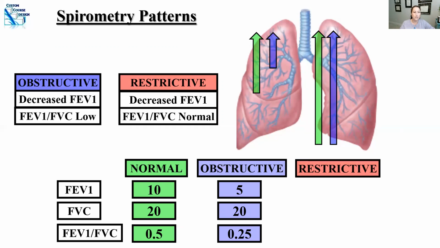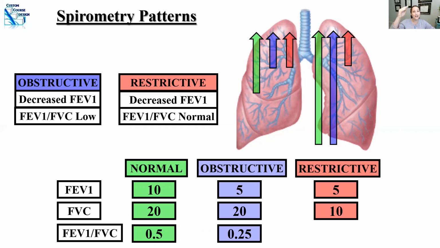Okay. Now restrictive, remember they can't get air in and they can't get air out. So their FEV1 is going to be decreased just like it is in obstructive, but their FVC is also going to be decreased. So if you remember all the way back into math where they said, if you decrease both the top and bottom of the fraction, it kind of stays the same. So we see that the FEV1 over FVC, because both of our numbers are decreased, that actually makes the ratio stay normal. So this is why we see those patterns.